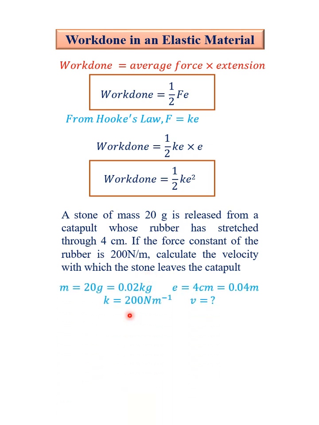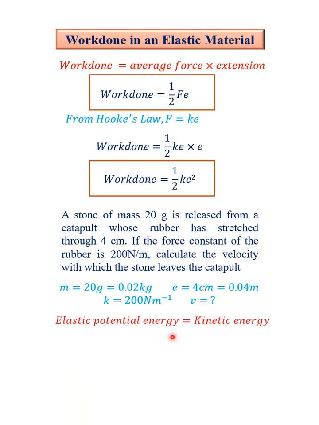So let's sort out the parameters. The mass of the stone is 20 gram. We can convert it to kilogram by dividing 20 by 1000 to give us 0.02 kilogram. The extension produced when the rubber of the catapult is stretched is 4 centimeter. By dividing it by 100, you get 0.04 meters. And the elastic constant is equal to 200 Newton per meter. So we are looking for the velocity with which the stone leaves the catapult.